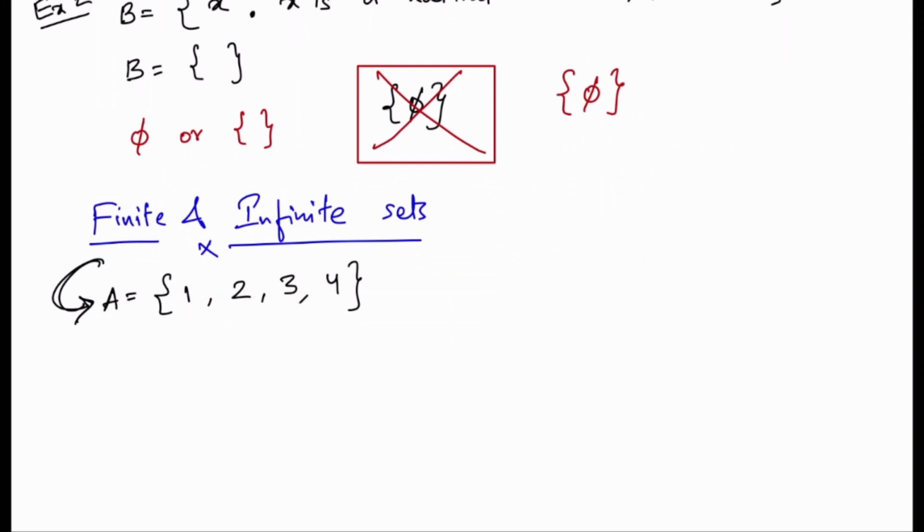Now, we have discussed in the first class that capital letter N is the set of all natural numbers. Set of all natural numbers.